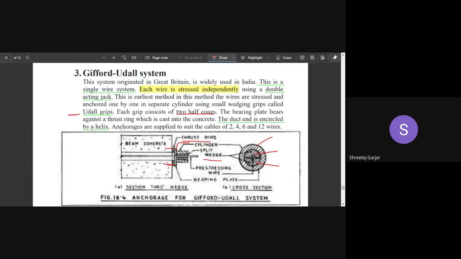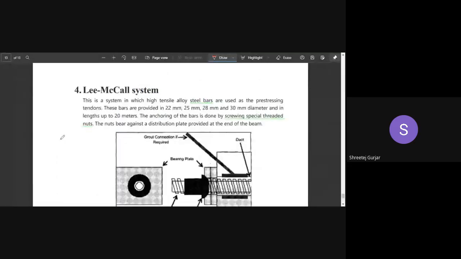So coming to your next system, your Lee-McCall system, the fourth and last system in post-tensioning systems. This is a very easy system to understand, and it is usually used for high tensile steel bars. It is not used for steel wires or steel strands. It is used for steel bars. These steel bars are usually of diameter 22 mm, 25 mm, 28 mm, going up to 30 mm in diameter, and they can go up to a length of 20 meters.